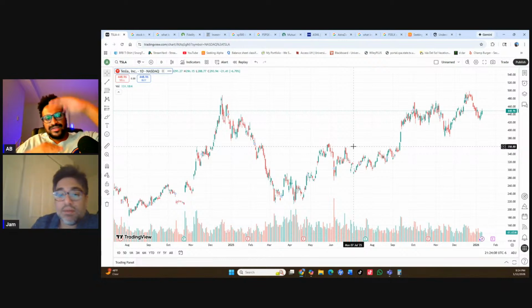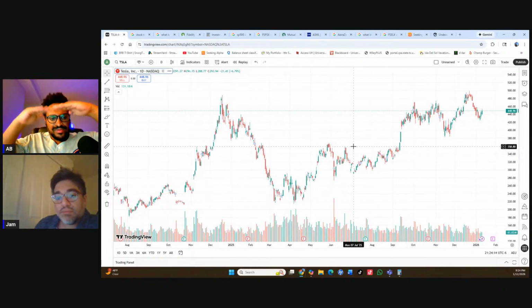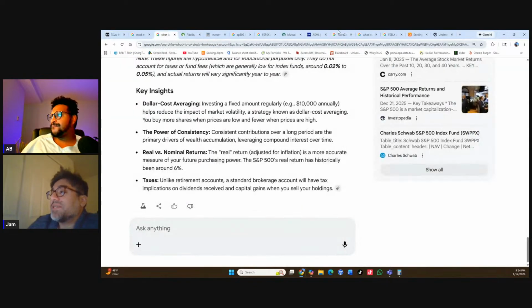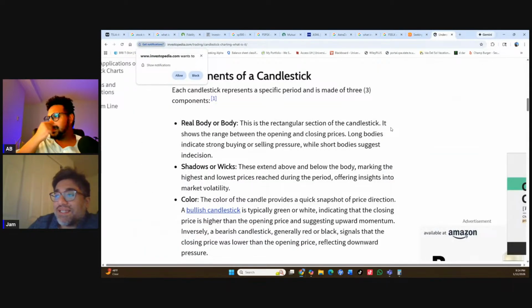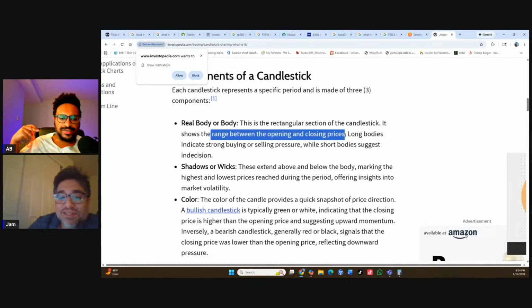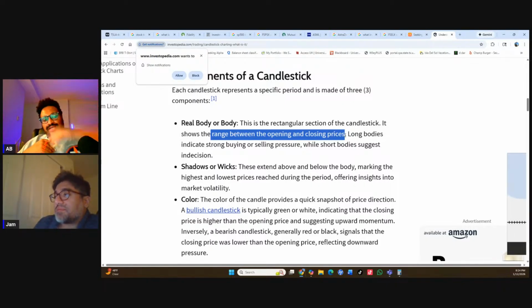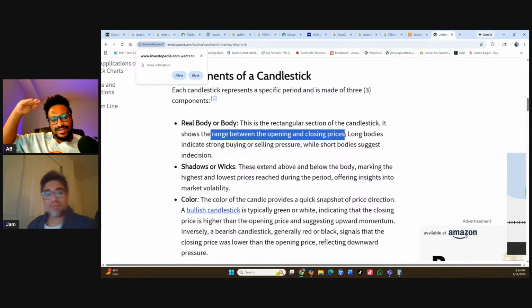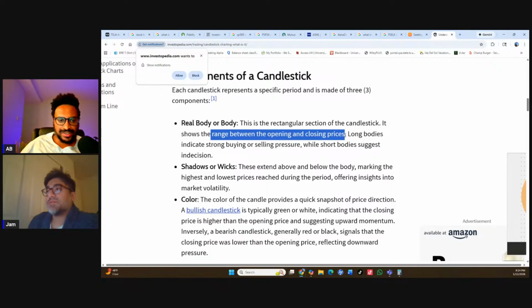That's how long it is. There's kind of a lot of activity in a way, prolonged activity. So it shows the range between opening and closing prices. It either went up or went down. And that's the color. If it's red, that means it went down that particular minute, or 5 minute, or whatever. If it's green, that means it went up that particular period.